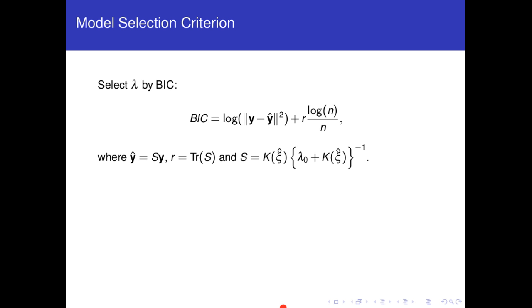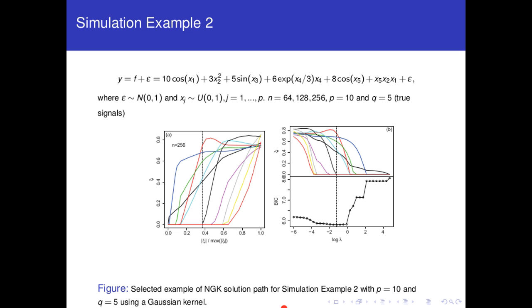How do we select the tuning parameter? We use the BIC criterion. Then I will share some additional simulation studies. In our first simulation setting, we consider N larger than P. We consider N as 64, 128, 256. The total number of variables is 10, but the true signal has only 5. Using this function, we generate Y. So we expect our approach can identify only the 5 true variables. In this solution path, we select our tuning parameter here, and all 5 variables are identified as important variables.